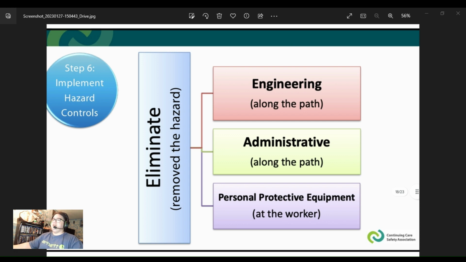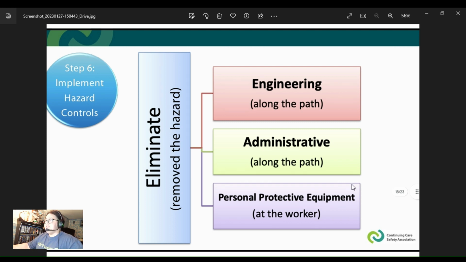So engineering controls or hard controls deal with the installation or modification of equipment that control hazards along the path of the worker. So it'd be like putting guards onto equipment, exhaust ventilation to remove vapors, gases, adjustable workstations, pressure release valves, or mechanical lifts to reduce ergonomic strain.